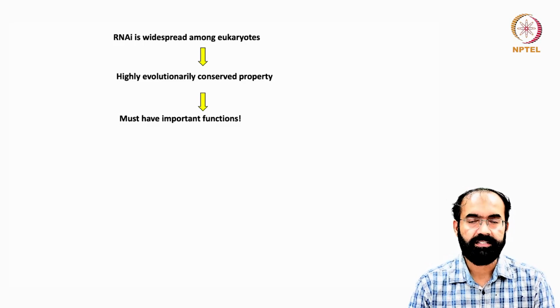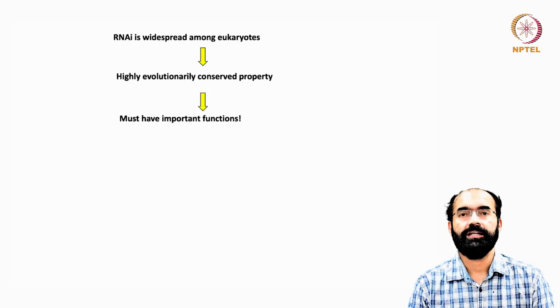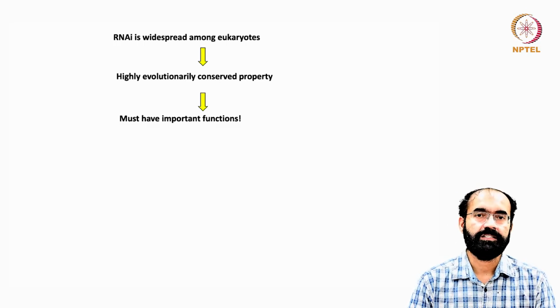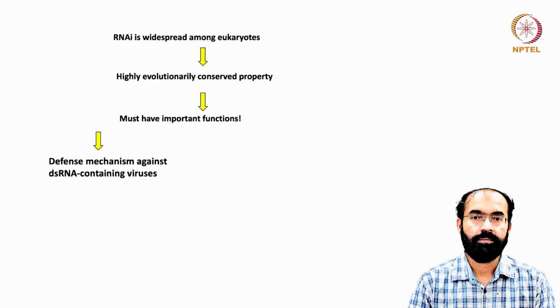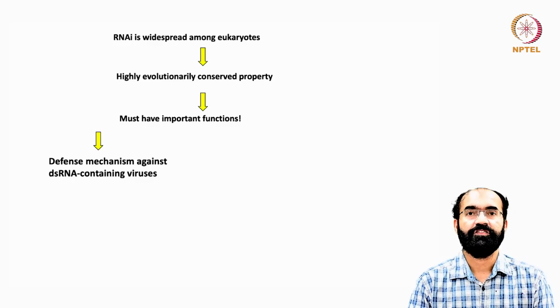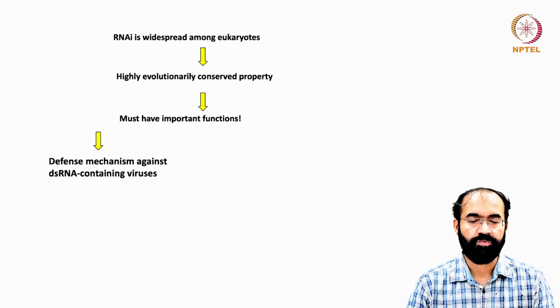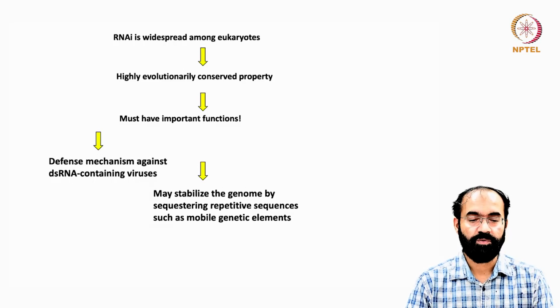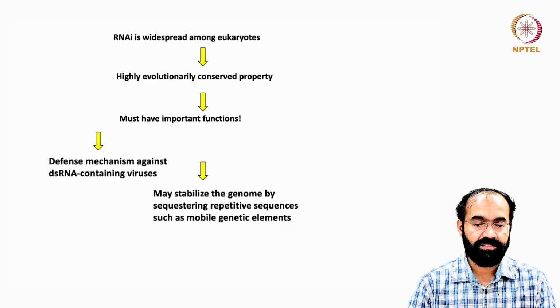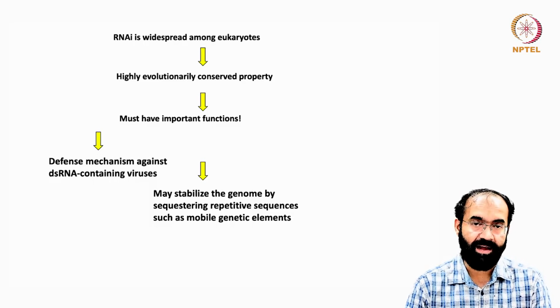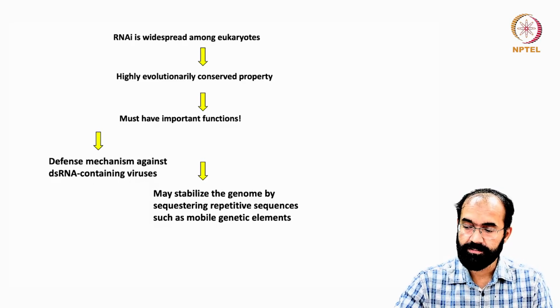So we were here in this last slide and we mentioned three major functions undertaken by RNAi. That is, defense mechanism against double-stranded RNA containing viruses, and the majority of the viruses have RNA as their genome and double-stranded RNA as their genome. So that can be a very helpful defense, and it can stabilize the genome by sequestering the repetitive sequences such as mobile genetic elements that can create havoc in the organism's survival.